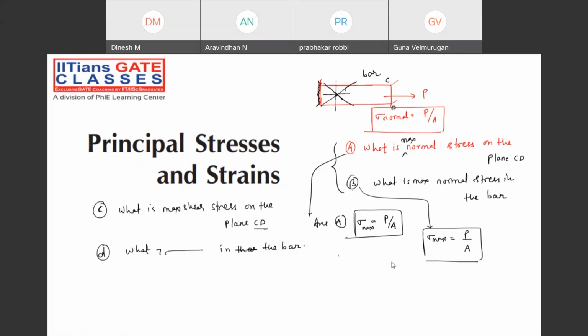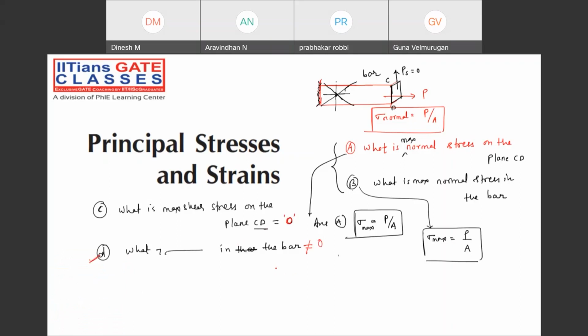What is the maximum shear stress on the plane CD? It's a zero value, right? Because on this plane there is no force parallel to the cross section. Is any force acting parallel to the cross section? Zero, right? Am I right or wrong? Tell me, guys. But if I'm asking what is the maximum shear stress in the bar, and you say that is zero, that is not correct.